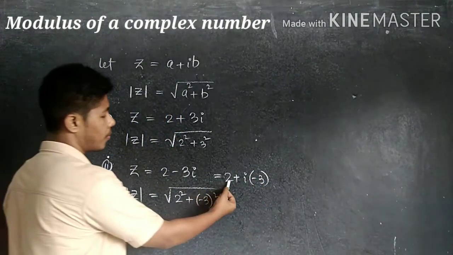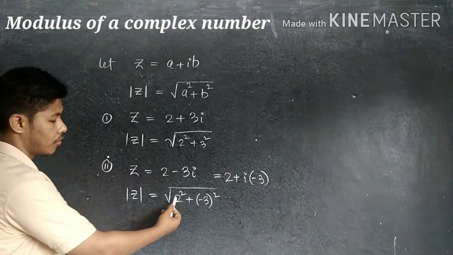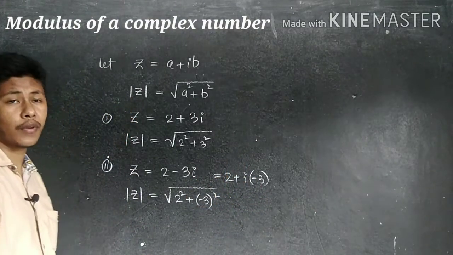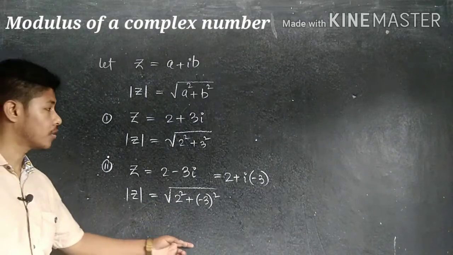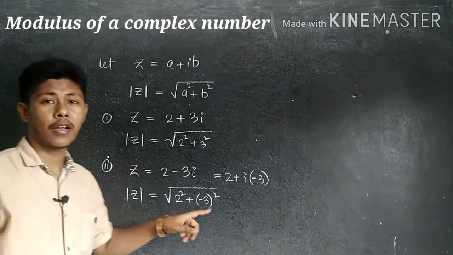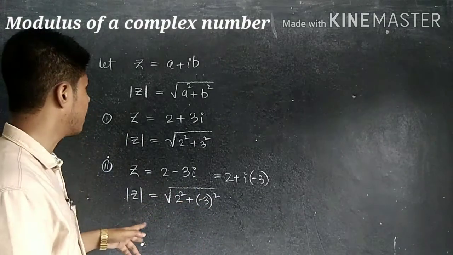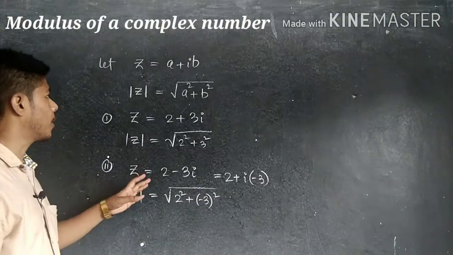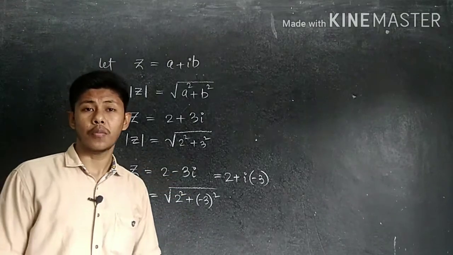So here a is 2 and b is minus 3. We apply the formula a square plus b square and get the result. In this way, after calculating, we can easily find the modulus. Is it clear? So it is very simple. If we get any complex number, we can easily find the modulus.